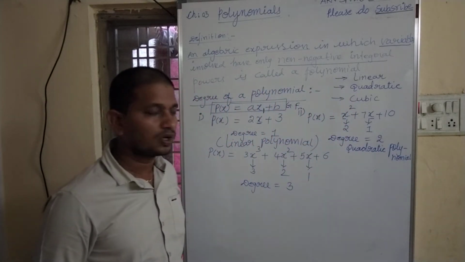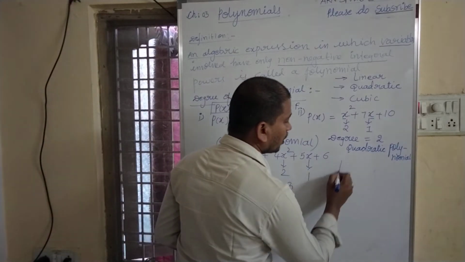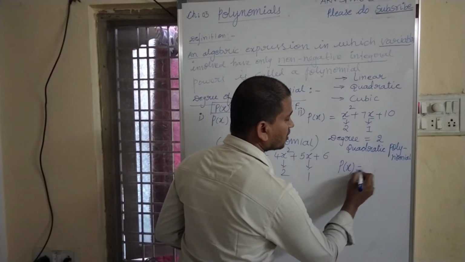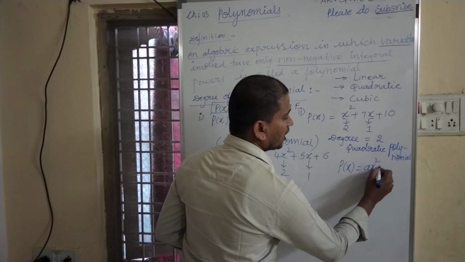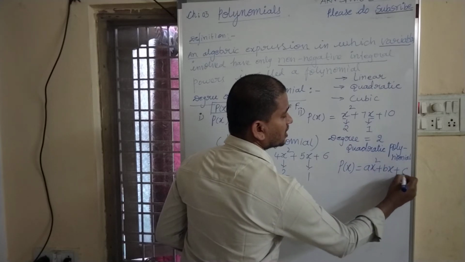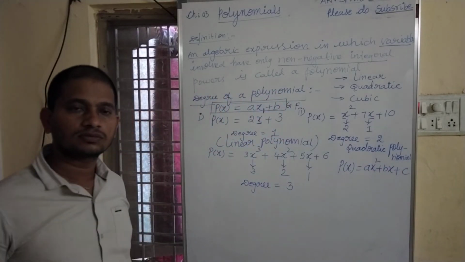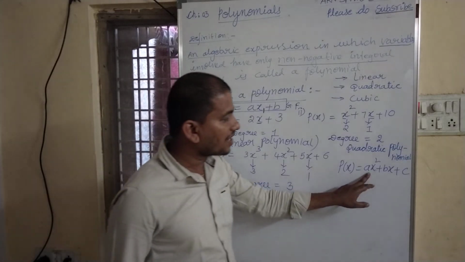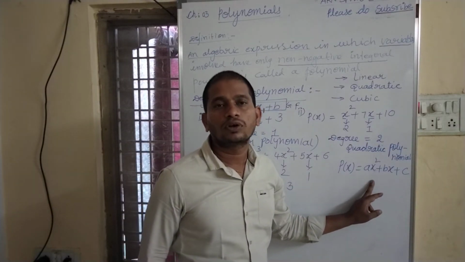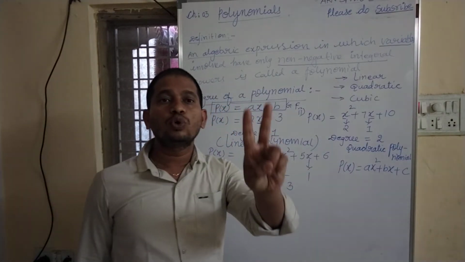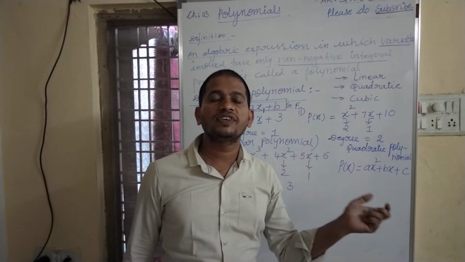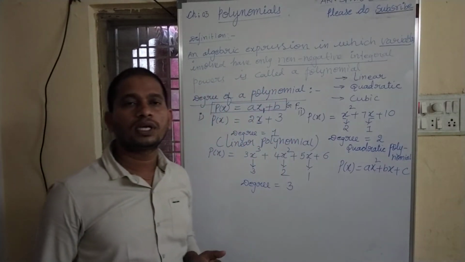Degree is 2. Okay, what is the general form of a quadratic polynomial? That is p of x equal to ax square plus bx plus c. This is the standard form or general form of a quadratic polynomial, whose degree is 2. Hence, we say it is a quadratic polynomial.